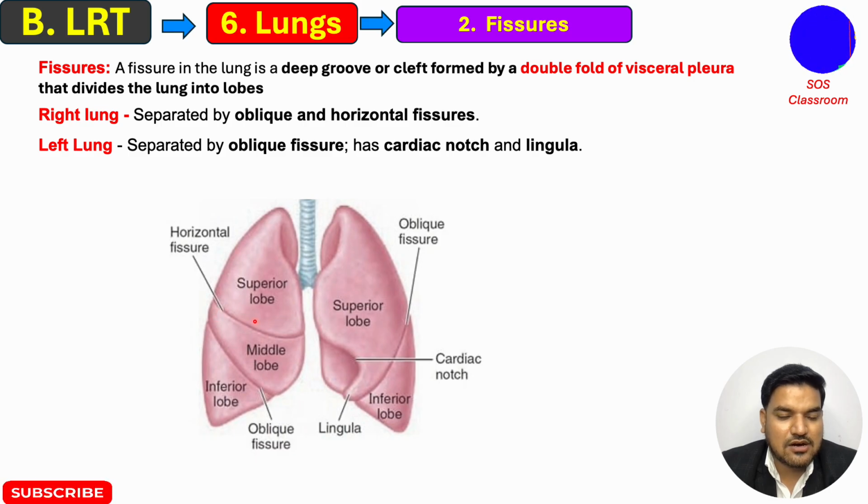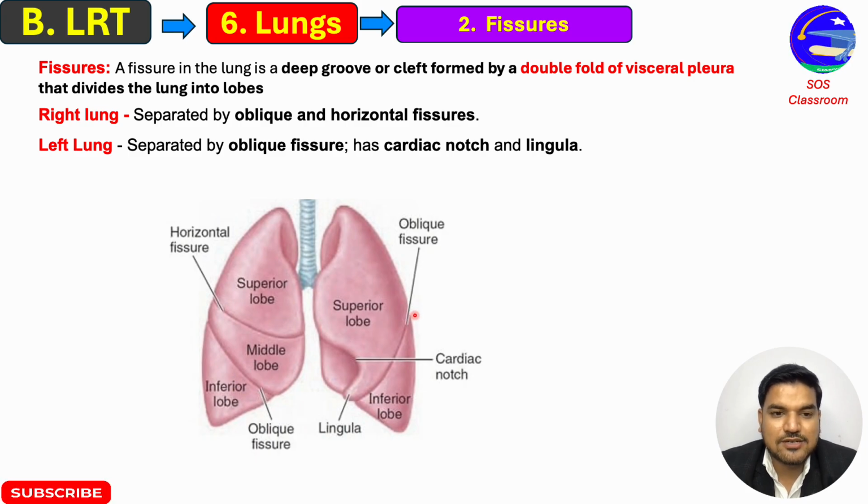It is called the horizontal fissure. So the right lung has two fissures. You can see the first fissure and the second fissure. This is called the horizontal fissure. And second is the oblique fissure. You can see the oblique fissure. The horizontal fissure is present between the superior lobe and middle lobe of the right lung. And the oblique fissure is present between the middle lobe and inferior lobe on the right side.